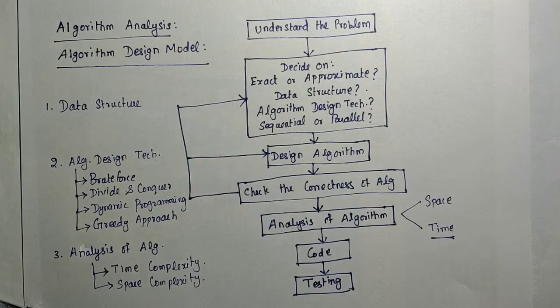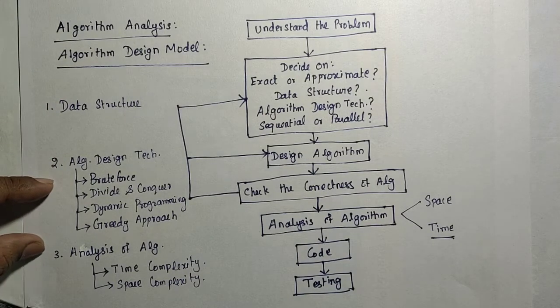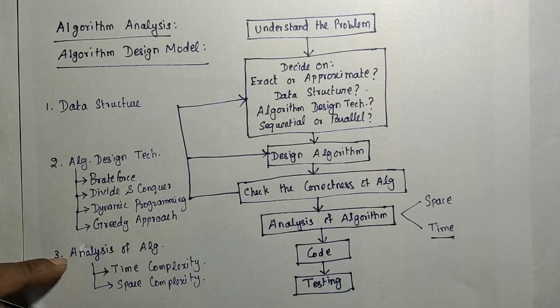So that is the objective of this course. At the end of the semester, you should be able to choose the appropriate data structure and appropriate algorithm design techniques for improving the efficiency of that algorithm by reducing the time complexity. Okay, that's all. So this is the objective of that course.